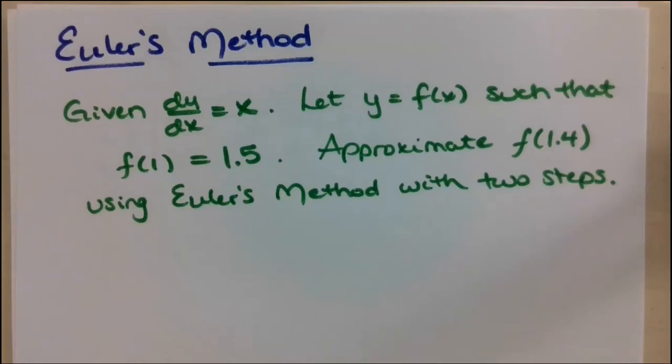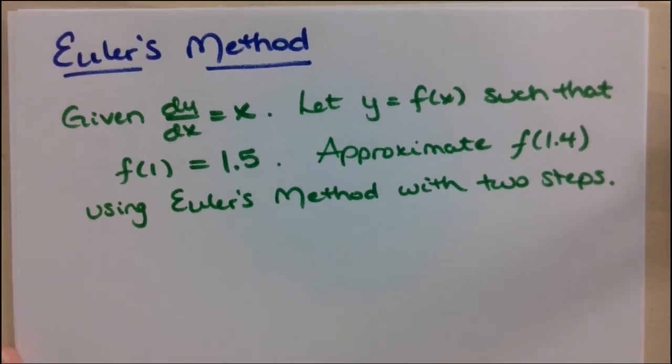In this video, we're going to take a look at Euler's method. And what Euler's method allows us to do is to approximate function values. It's especially useful when we have a differential equation that we cannot solve using separation of variables. If we could solve it, we could find the actual function and just plug in the value and find the actual function value. But when we can't solve it, Euler's method gives us a way to approximate that function value.